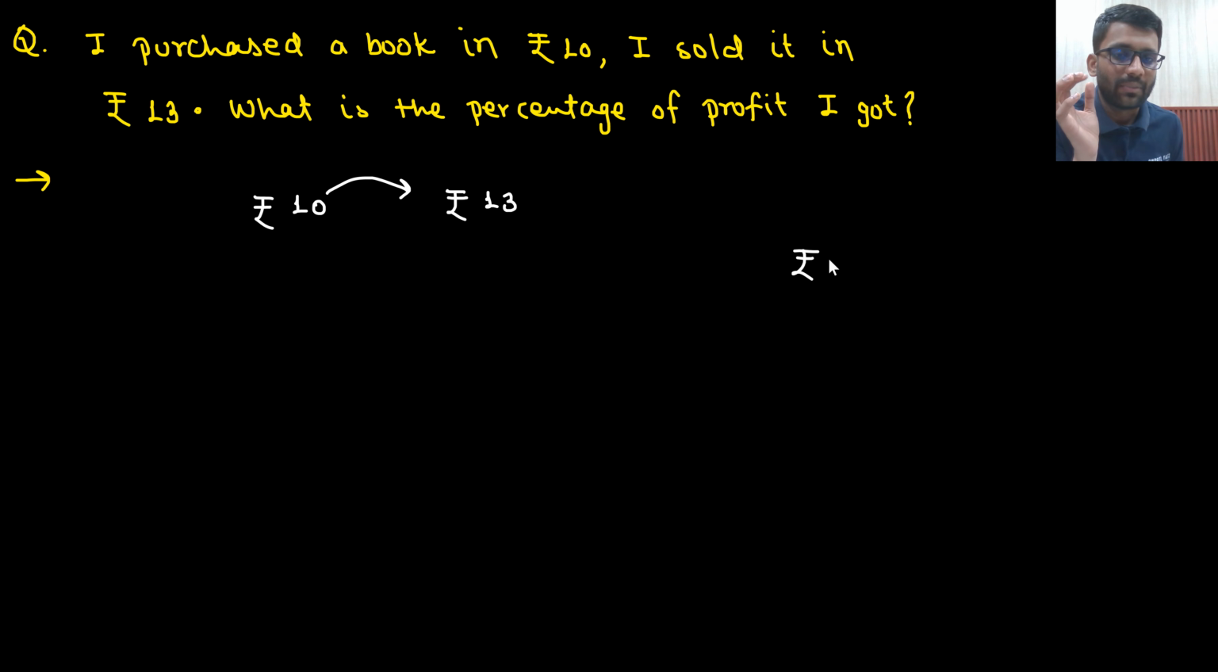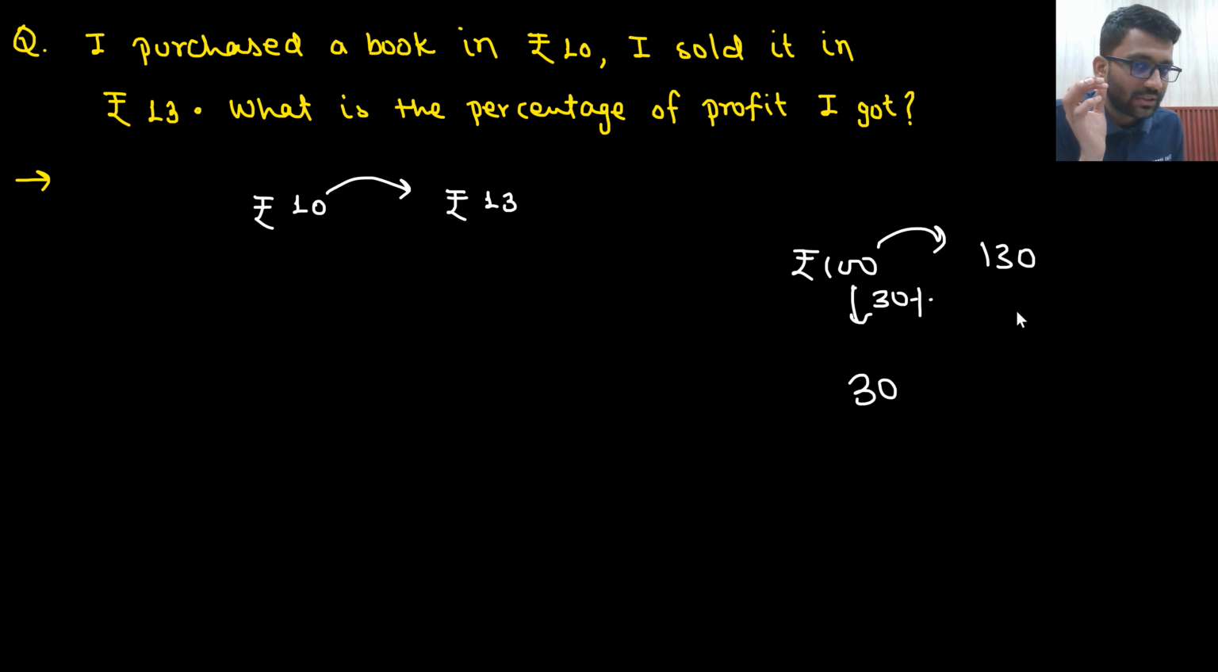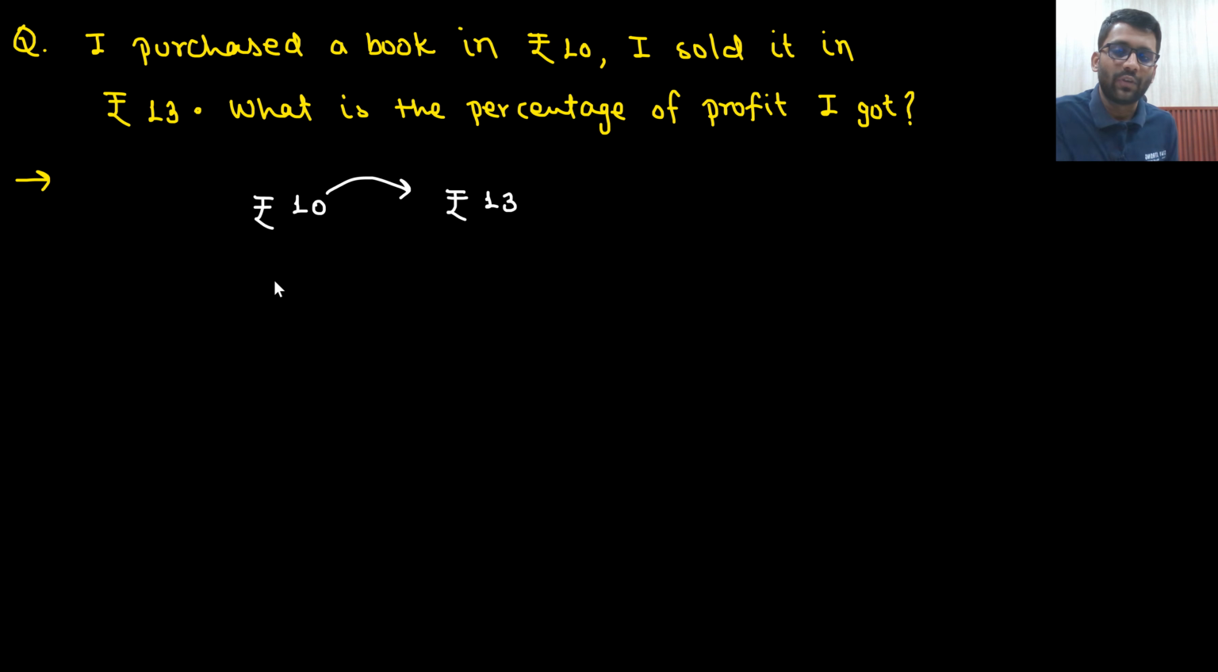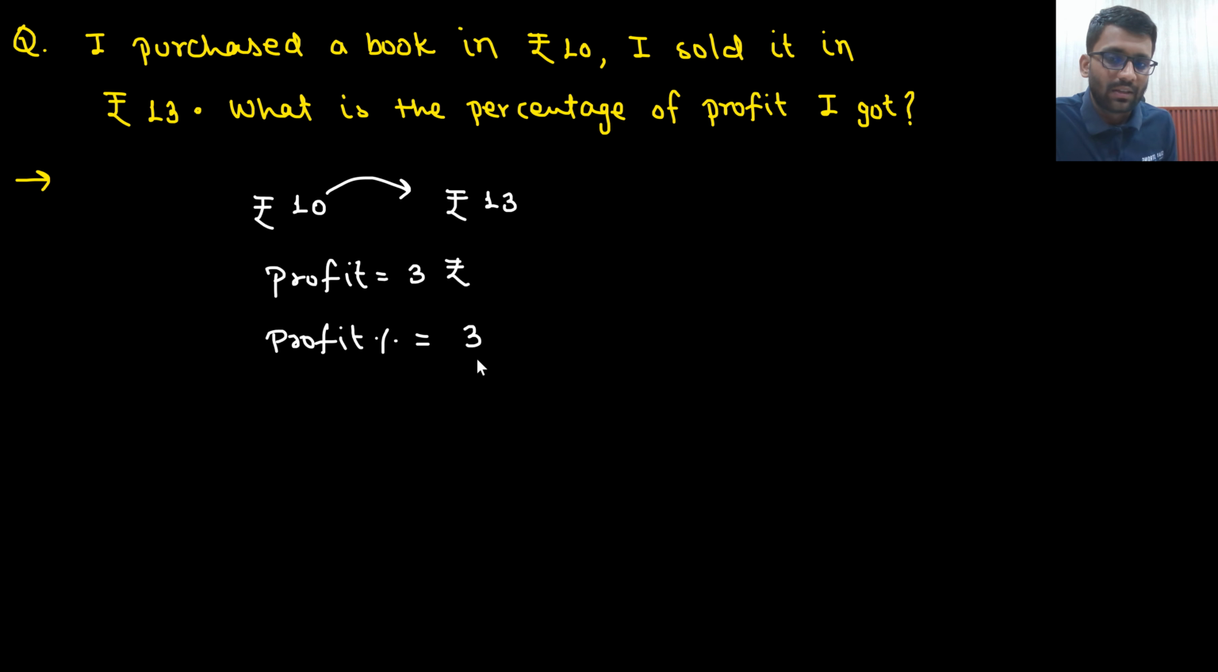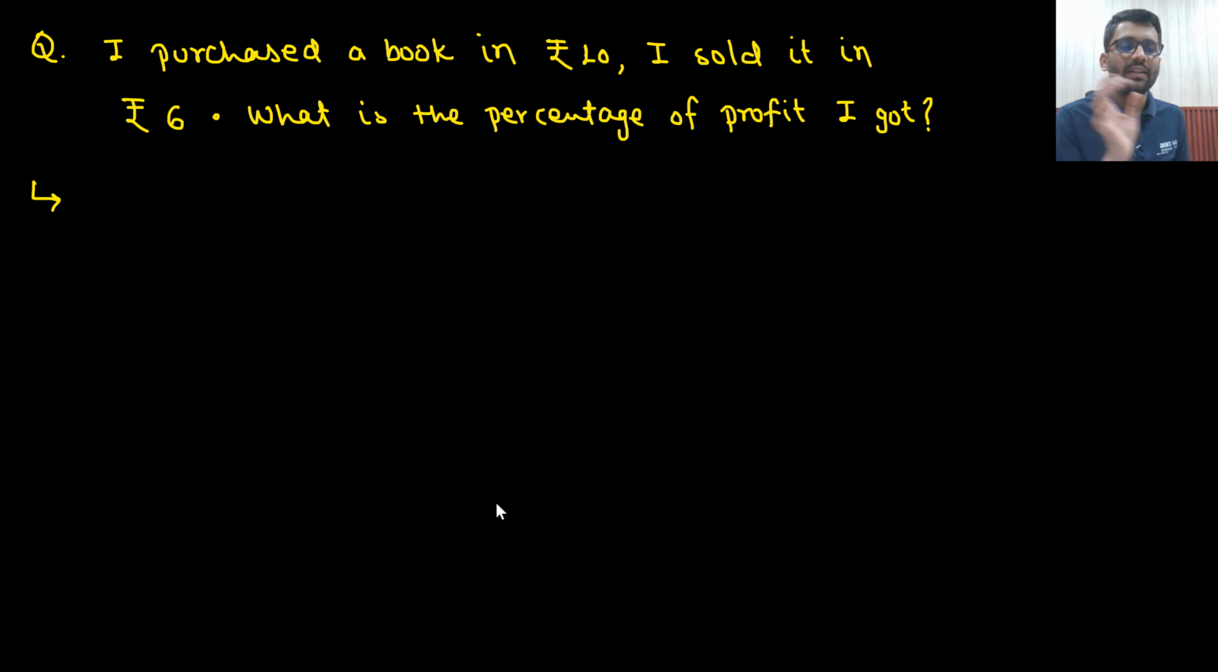Say yes or no. I purchased something in 100. I sold it in 130 rupees. So 30% of this, which is equals to 30 rupees. This was my profit, right? So if you say, what was your profit? Profit was 3 rupees. 3 rupees on what? 3 rupees on 10 rupees. So what is my profit percent? This was my profit 3 rupees. What will be my profit percent on this? 3 by 10 into 100. 30%. That's it.